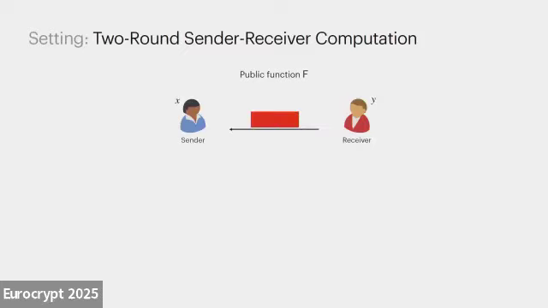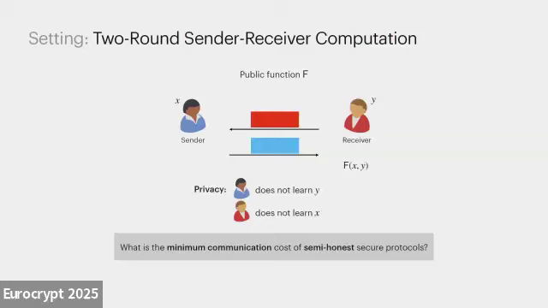In the first message, Bob sends a message based on his input, and Alice responds with her message, which allows Bob to compute the output. What we want is that these messages should preserve the privacy of the inputs. And the main question that we're interested in is, can we construct secure protocols that are very efficient with respect to their communication costs? In particular, we'll focus on the setting where Alice has a long input and Bob has a short input.